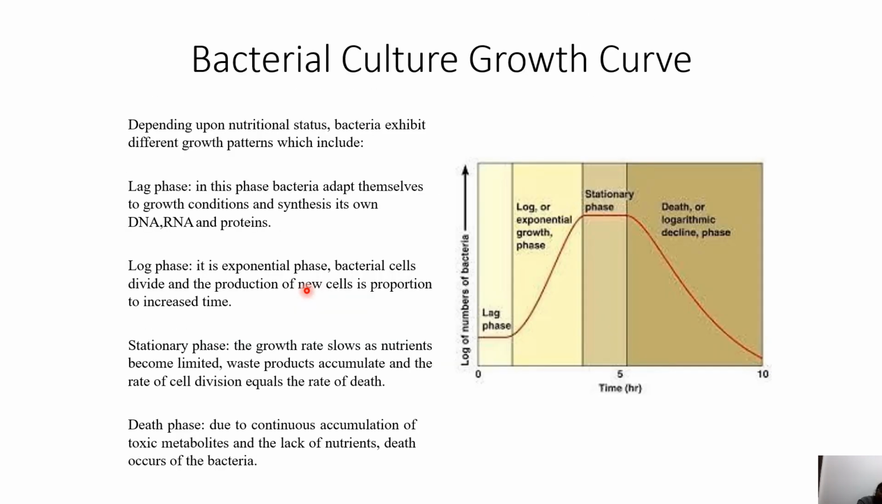So depending upon nutritional status, bacteria exhibit different growth patterns which include, as I discussed in one of the previous classes, the lag phase, in which the bacteria is still getting accustomed to the new environment. They adapt themselves to growth conditions and synthesize their own DNA, RNA, proteins. Then we have the log or the exponential phase, the most healthy phase, where the bacterial cells are healthy, happily dividing, and the production of new cells is proportional to increased time. Then we have the stationary phase, where the growth rate slows as nutrients become limited, waste products accumulate, and the rate of cell division equals the rate of death. Then we have the death phase, where due to continuous accumulation of toxic metabolites and the lack of nutrients, death of the bacteria occurs.